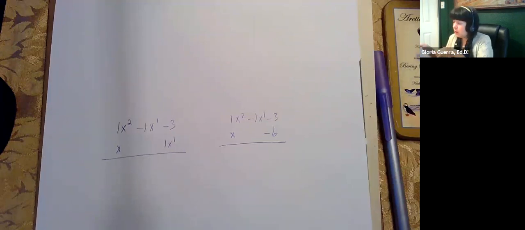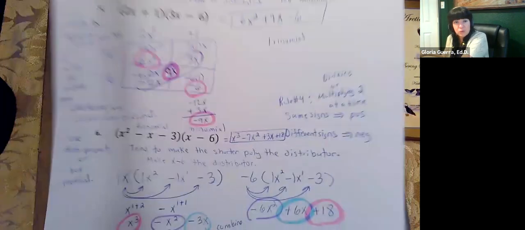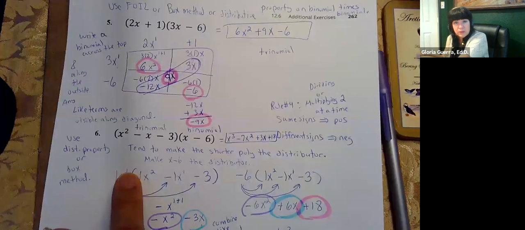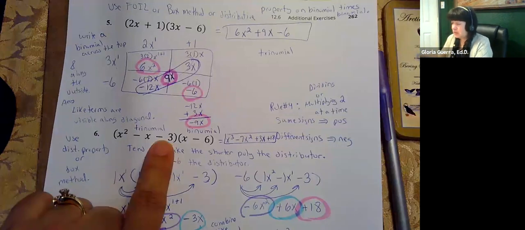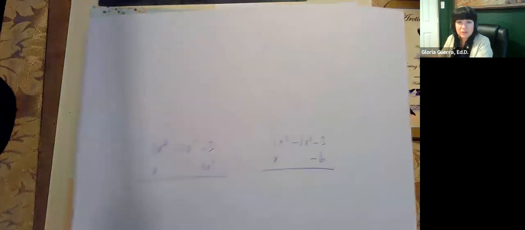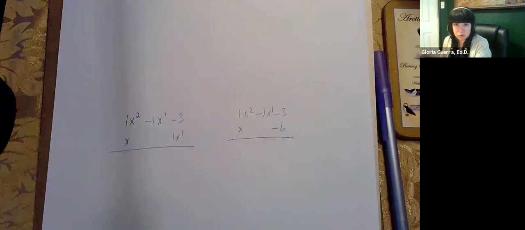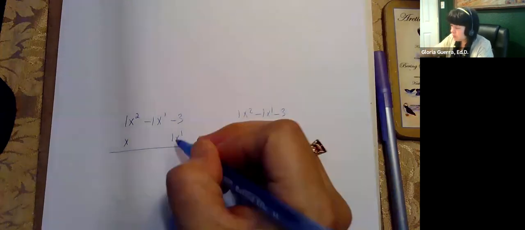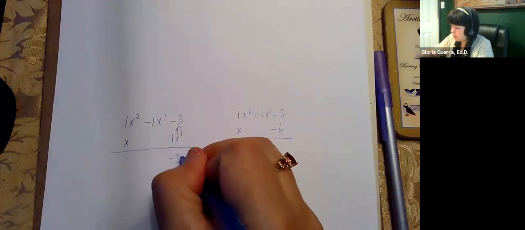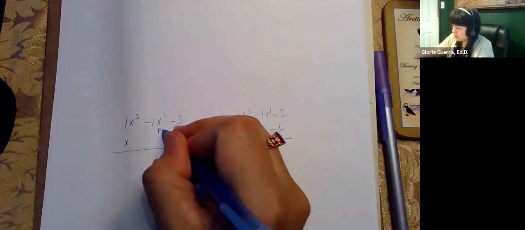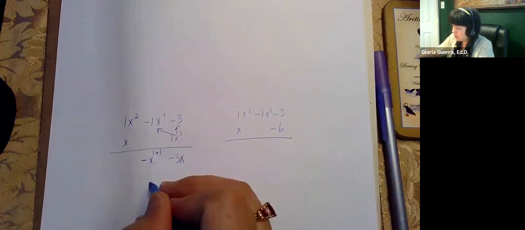So if you don't like the horizontal, this is the horizontal: x times this whole trinomial, negative 6 times this whole trinomial. If you like that better, you can set your work up like that. That's also distributive property. And that would just go this way, right? 1x times negative 3 is negative 3x. 1x times negative 1x is negative 1x to the 1 plus 1, which is negative x squared.